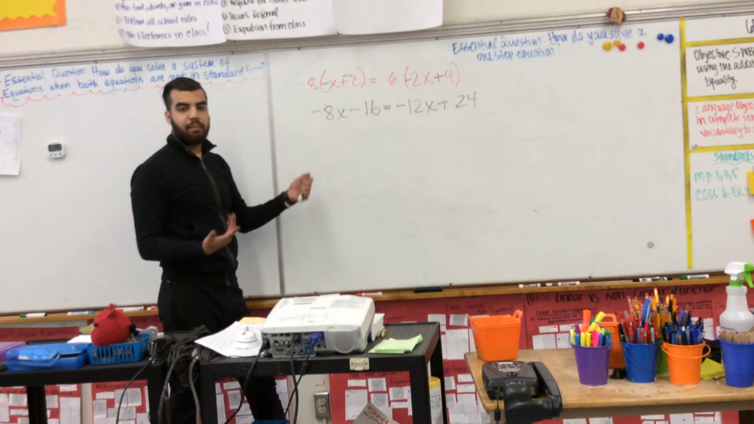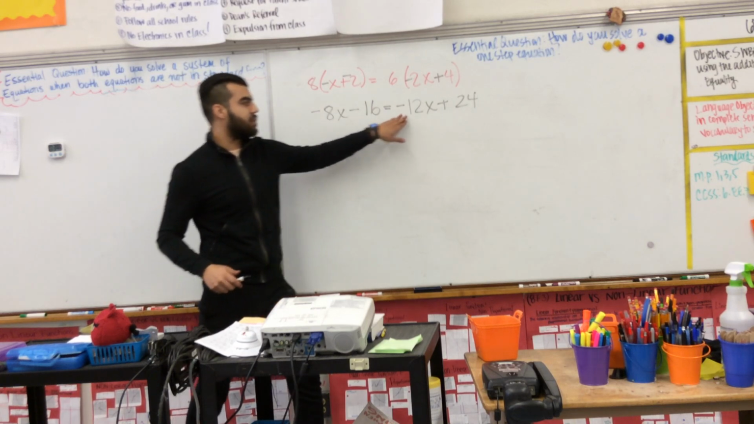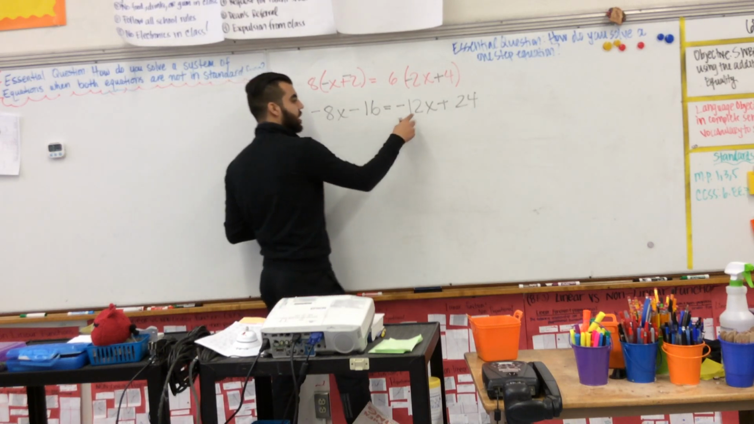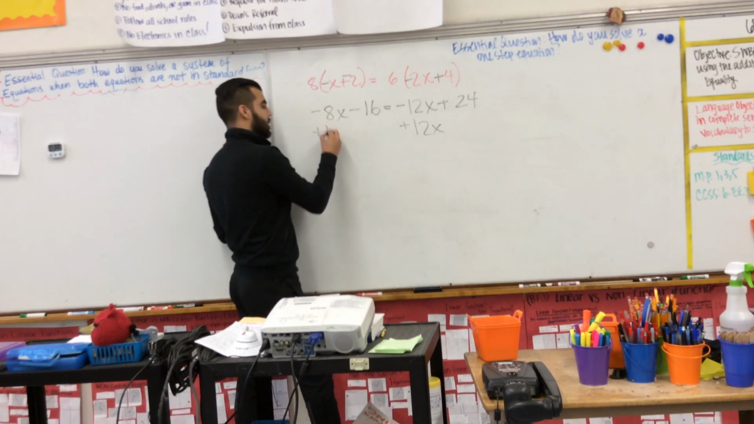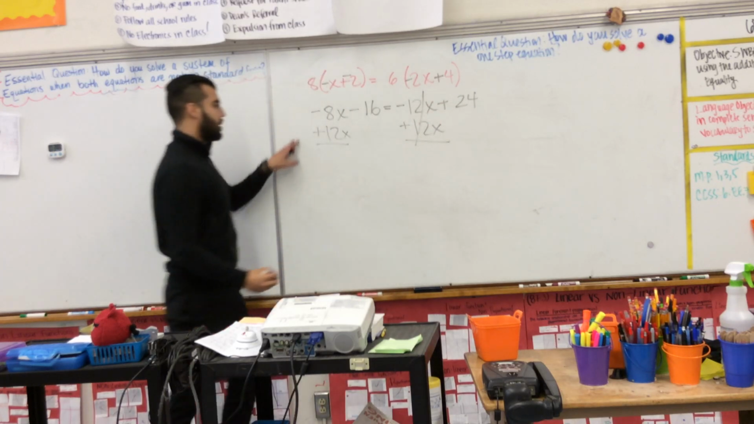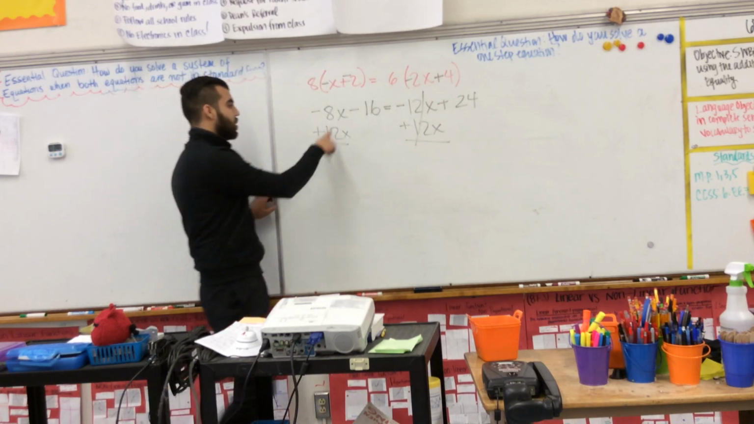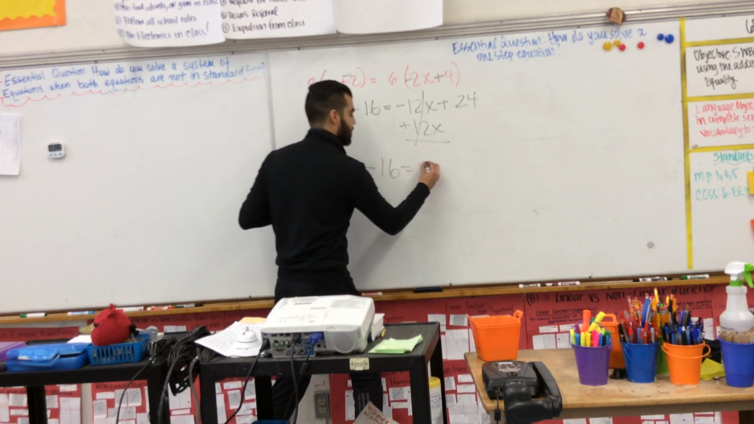Now, go ahead and combine. So you want to start moving things around. Which one's smaller, negative 8x or negative 12x? Yes, this one's smaller, so it needs to come to the other side. Plus 12x, plus 12x. This is gone. Different signs subtract, so we get 4x minus 16 equals 24.